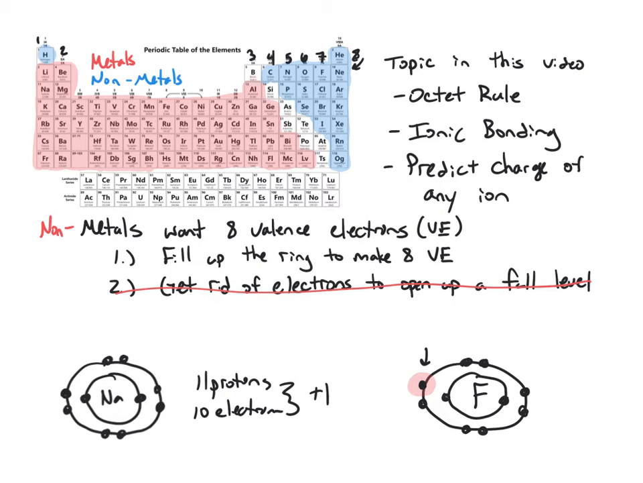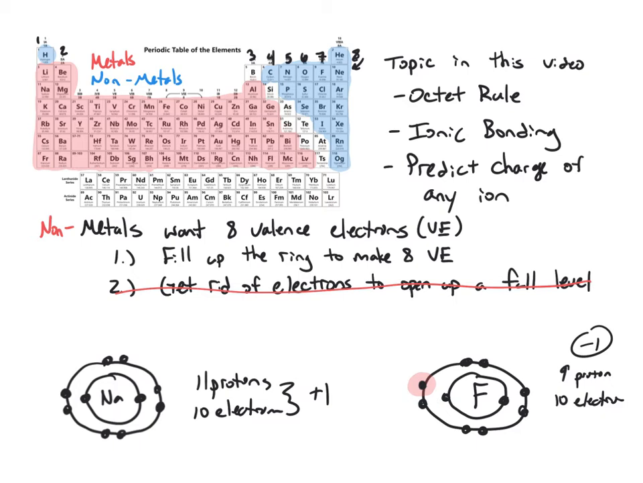Now that sodium has gotten rid of its electron, it is a plus charge. Now fluorine, since it has 9 protons, and now it has 10 electrons, it is now a -1 charge ion. And that is a perfect combination because sodium being a +1 charge ion and fluorine being a -1 charge ion, now they can form an ionic bond.